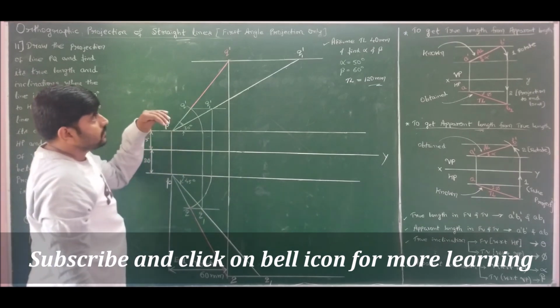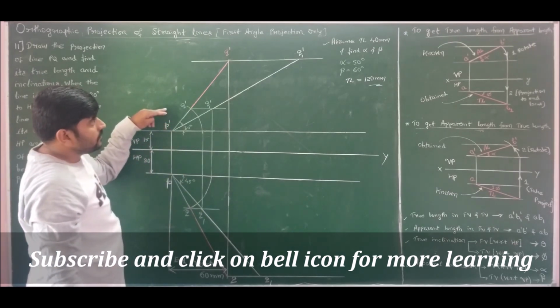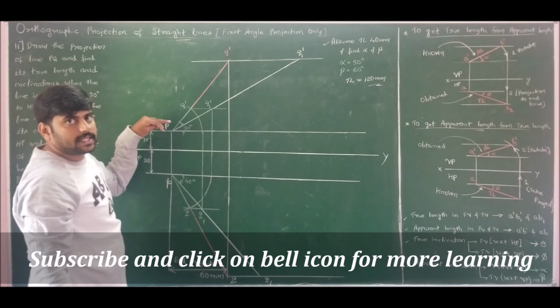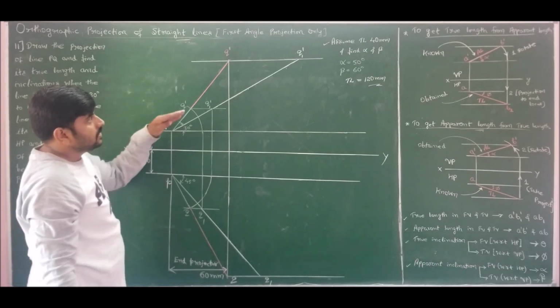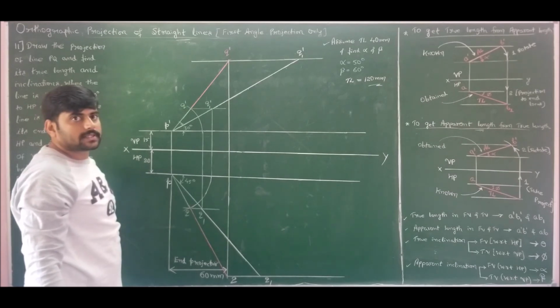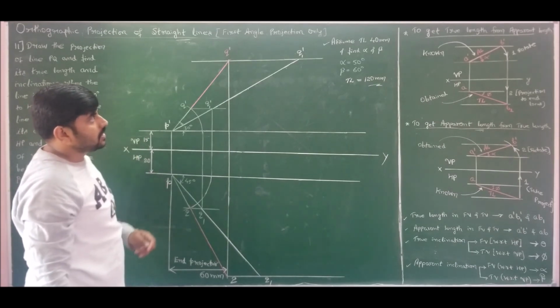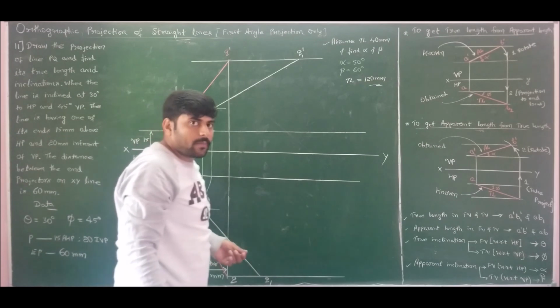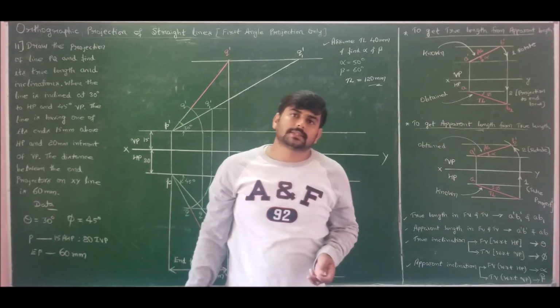So the assumed true length is 40 mm, for which I got the values of alpha and beta as 50 degrees and 60 degrees. Now extending forward, I found that the true length for this problem is coming to be 120 millimeters. So this is the procedure to be employed when you have an end projector with true inclinations.